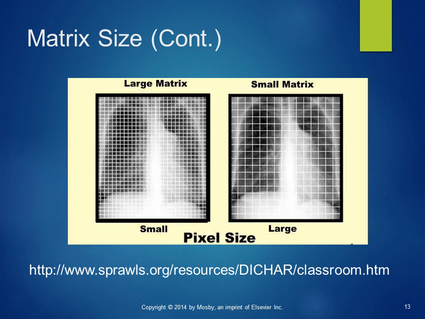So again, this is an example of what a large matrix looks like compared to a small matrix on a large.